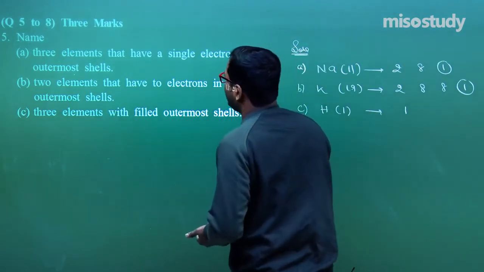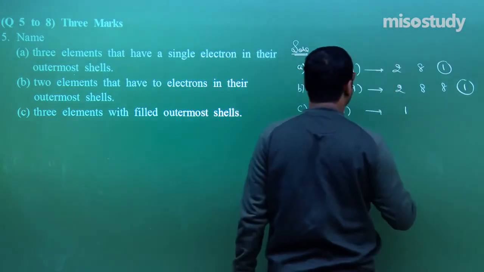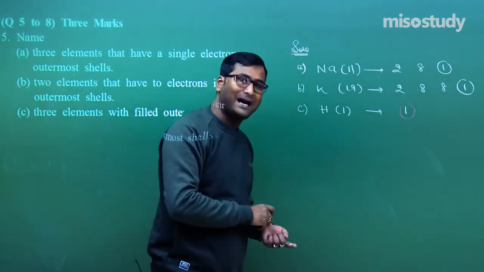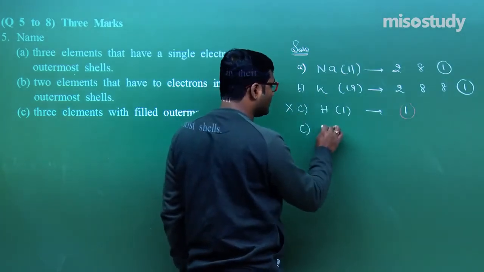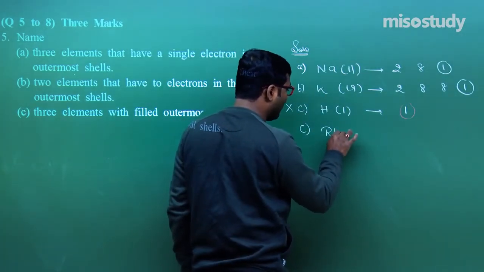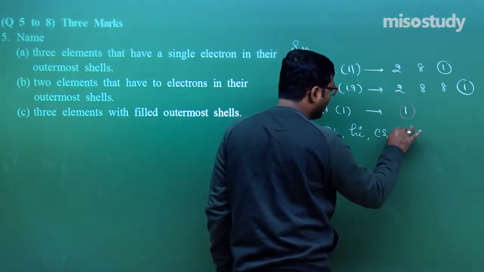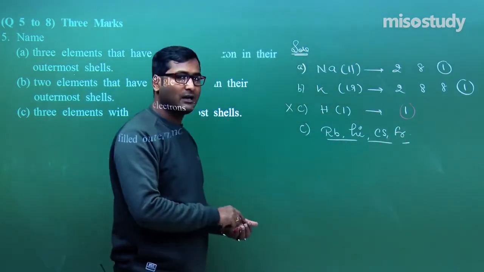Look at, name 3 elements that have a single electron in their outermost cell. Sodium, potassium and hydrogen. If they ask name 3 metals, then do not write hydrogen. You write sodium, potassium, rubidium. You can write lithium, you can write cesium, you can write francium. All have a single electron in the outermost cell.